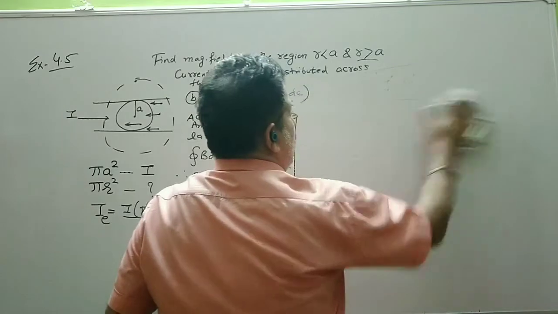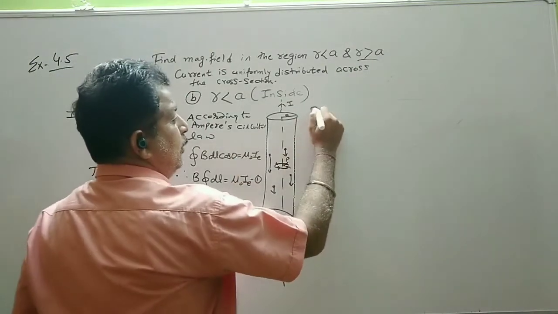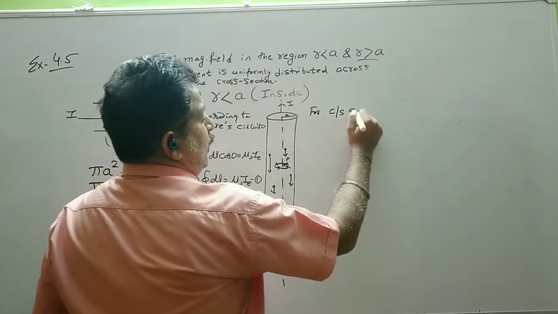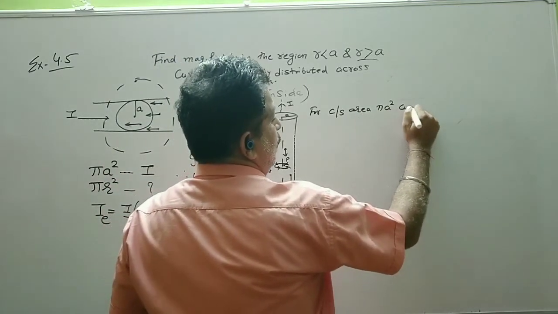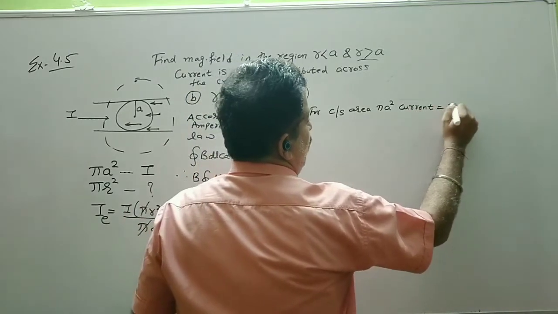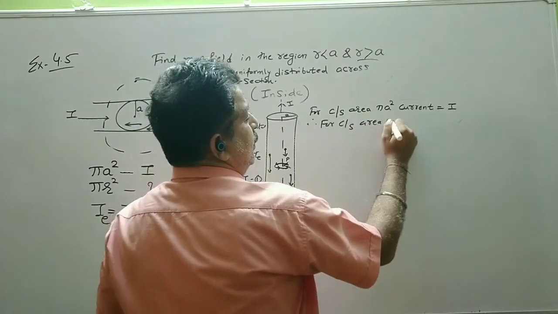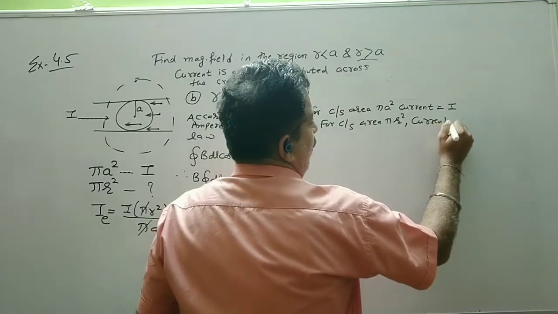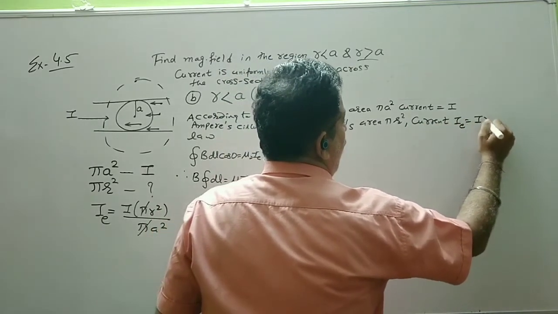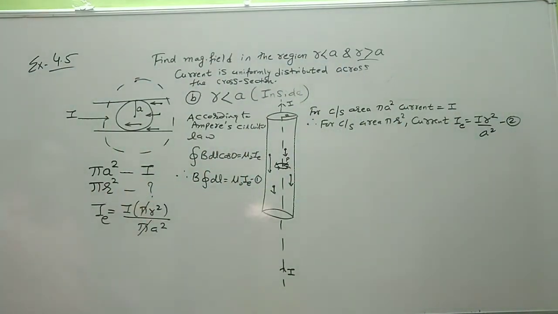So for the cross sectional area, pi a square, we write here for cross sectional area pi a square, current is equal to I. Therefore, for cross sectional area pi r square, current I_E is equal to I r square upon a square. So we'll substitute this in equation 2 here.